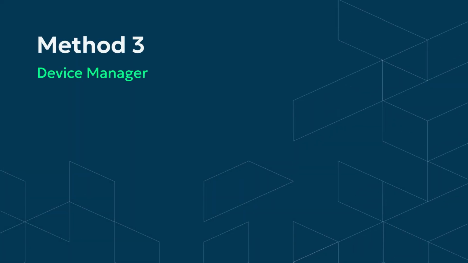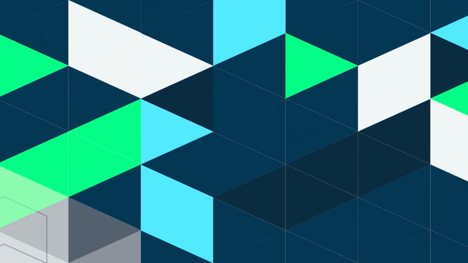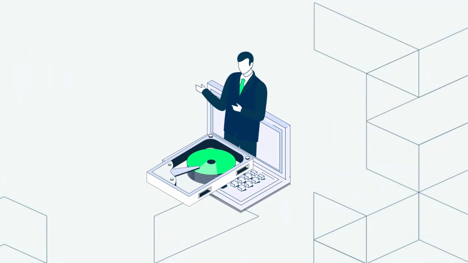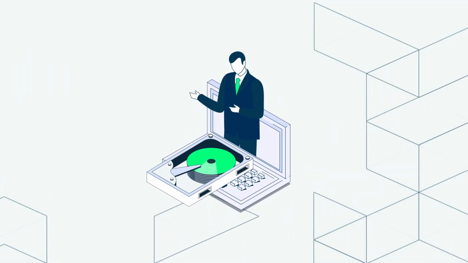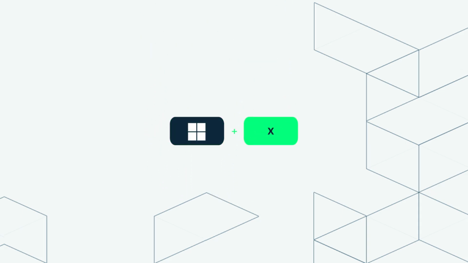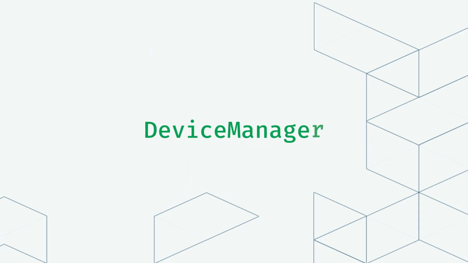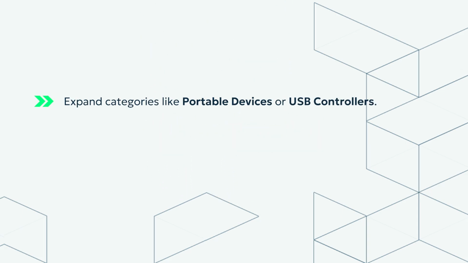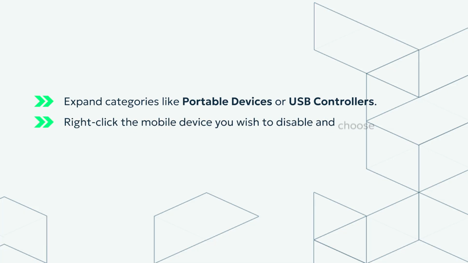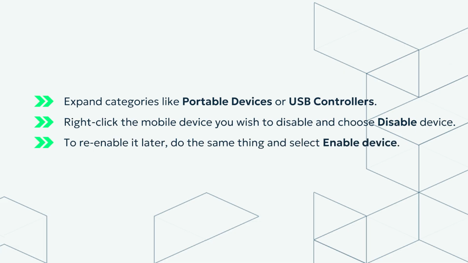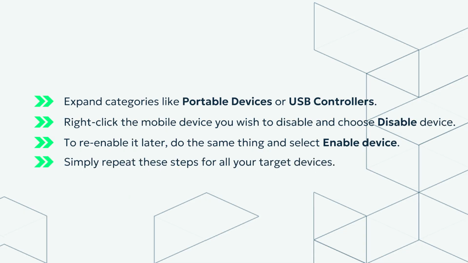Method 3. Device Manager. Lastly, if you prefer a more hands-on method, use the Device Manager. First, press Windows+X and open Device Manager. Expand categories like Portable Devices or USB controllers. Right-click the mobile device you wish to disable and choose Disable Device. To re-enable it later, do the same thing and select Enable Device. Simply repeat these steps for all your target devices.